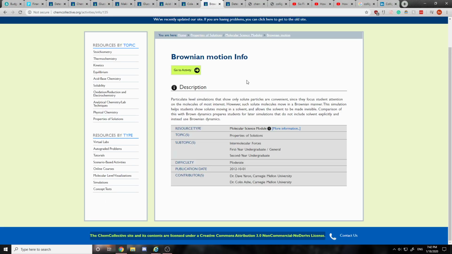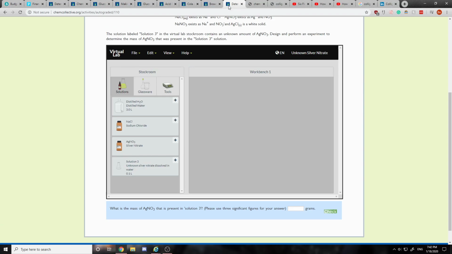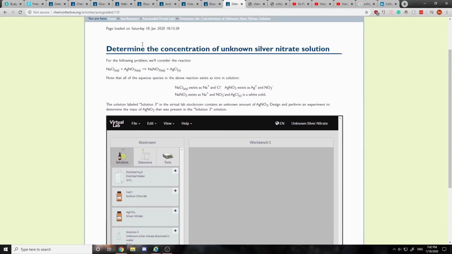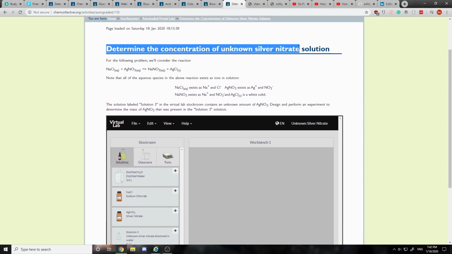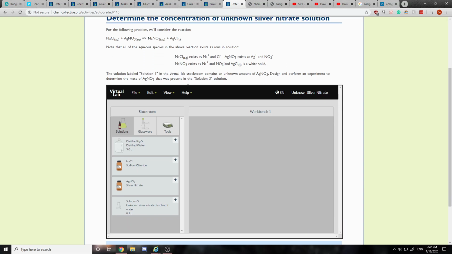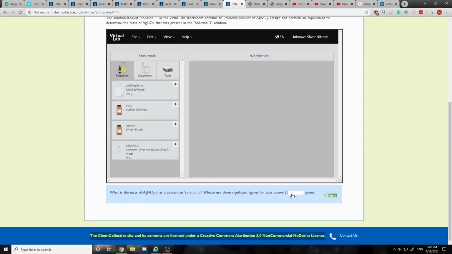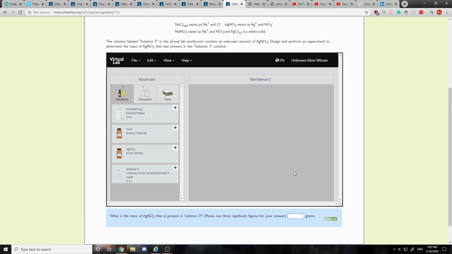And then I have a challenge question for you. This is the challenge one. This is determining the concentration of an unknown silver nitrate solution. This one has at the bottom a place for you to actually put in your answer to check it. So when you do it correctly, you check it, it's right. You can screenshot this and post it. This will be extra credit.